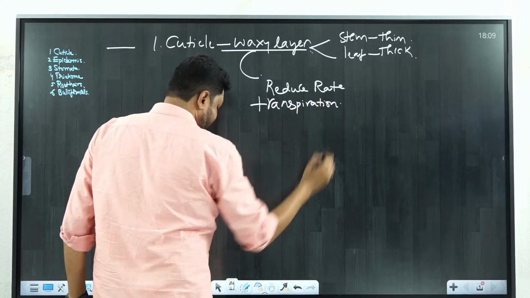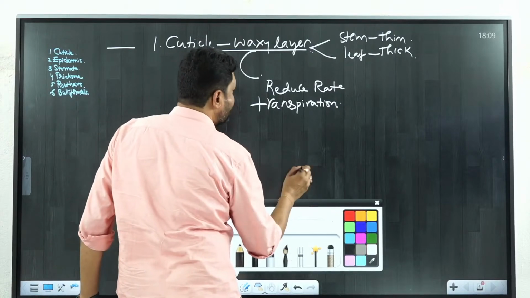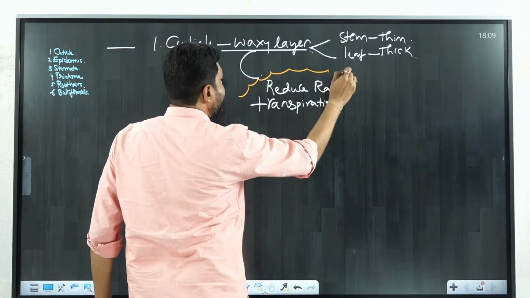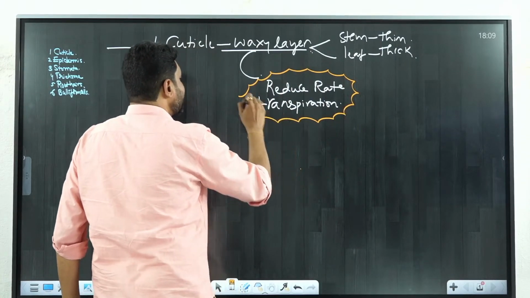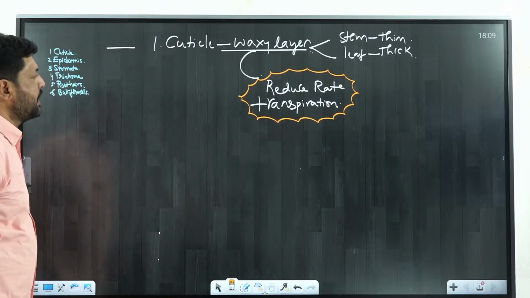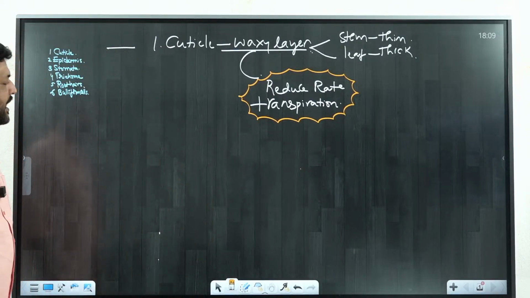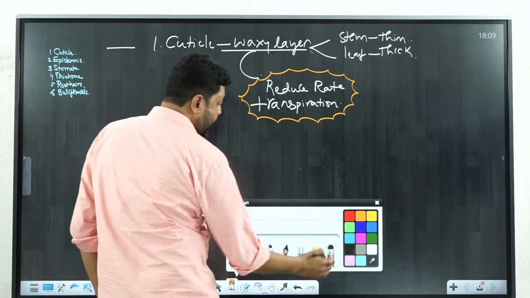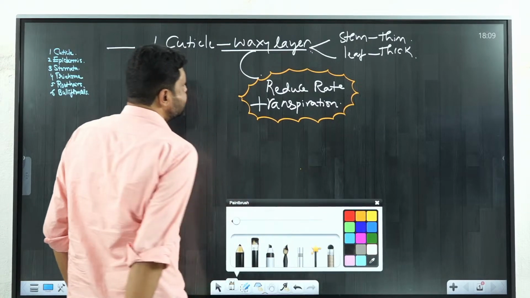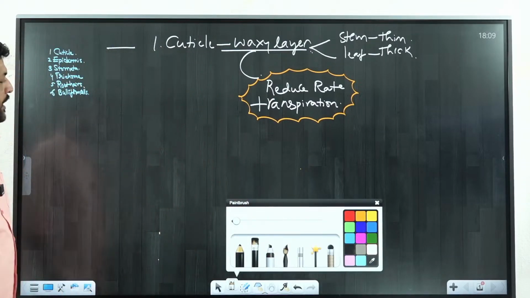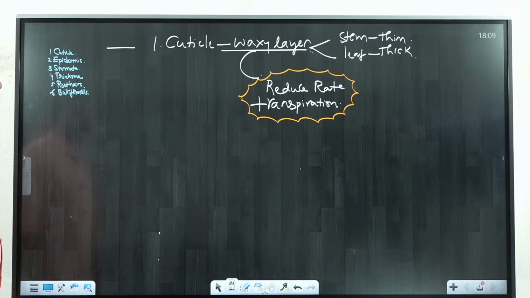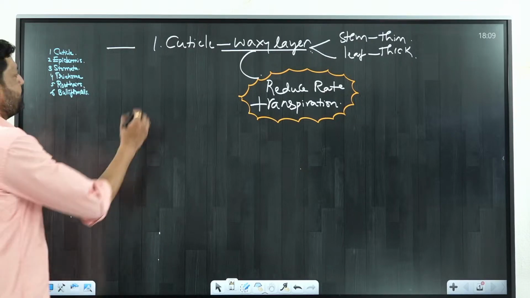Reduce rate of transpiration. This is the most important point that you have to remember under reduce rate of transpiration. Cuticle helps the plant to maintain moisture. Inside this, cuticle is a waxy layer. Cutin is a lipid layer present above the surface of the epidermis.